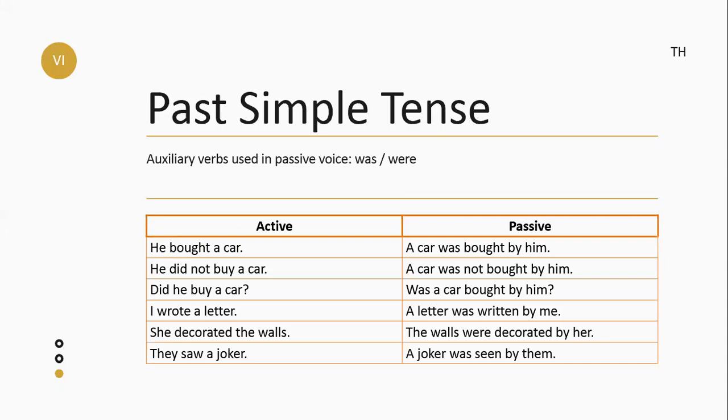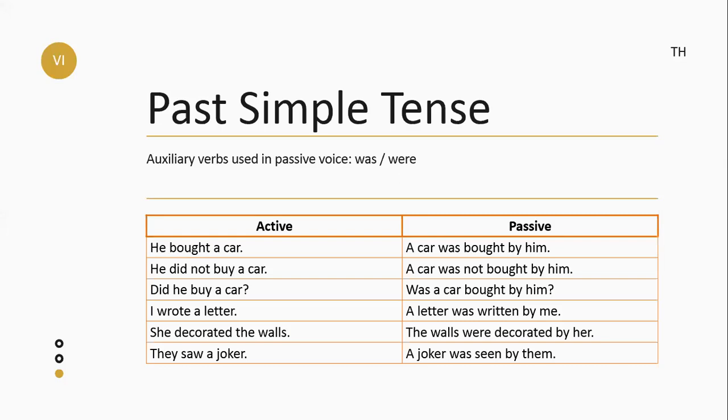Then let's see if it's a question sentence. Again, we have to follow the same method, right? Did he buy a car? So that is a question in active voice. But if we want to ask a question in passive voice, we have to say, was a car bought by him, right? So that is how we make the sentences.